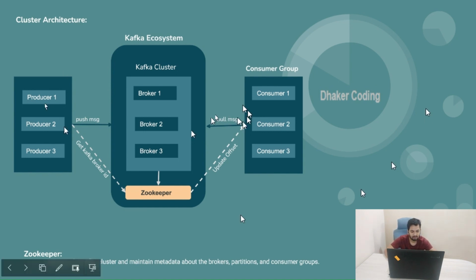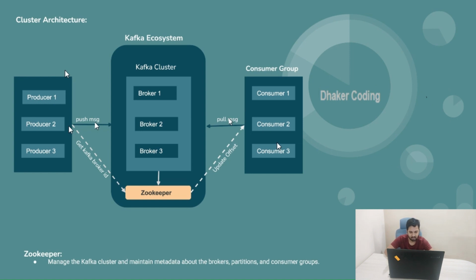So here the main thing is the zookeeper. The zookeeper is managing the Kafka cluster, and it maintains all the metadata about the brokers, the partitions, and all the information about the consumer groups. I hope this gives at least some basics about the Kafka architecture. Now let's go to the next topic, Kafka components.